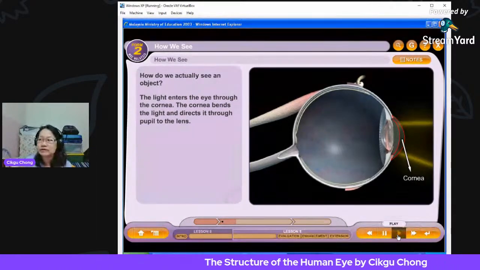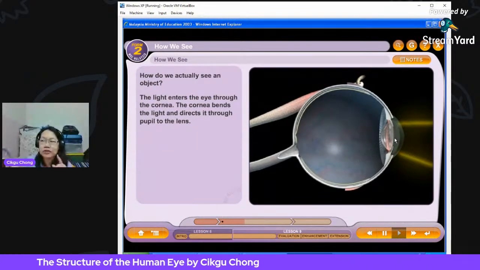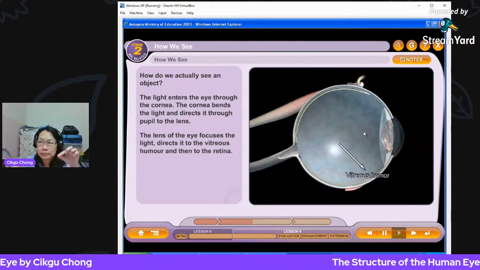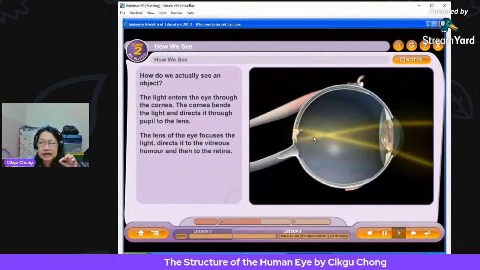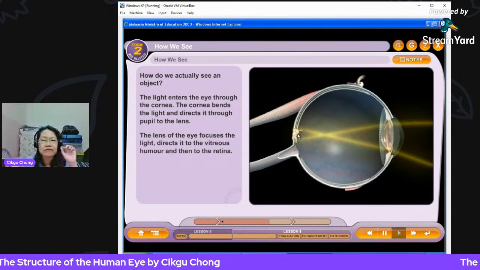Okay, you see? So enter. Don't forget the pupil here, got lens here, right? Now you focus it, means it goes to one point. Do you see? It's going to come to one light, one dot. Here, see, it's going to focus and the image will be on the retina.